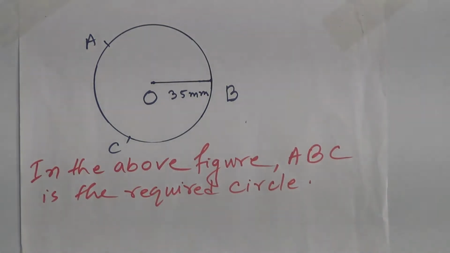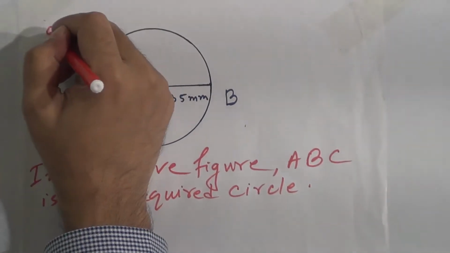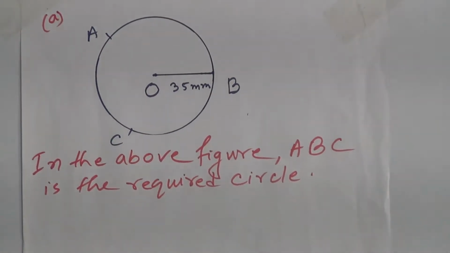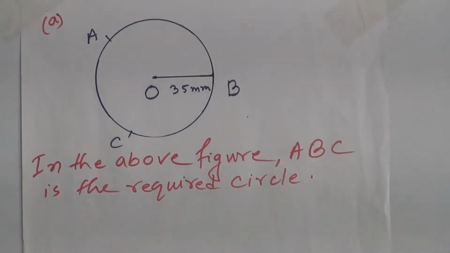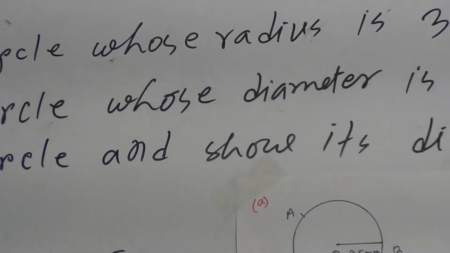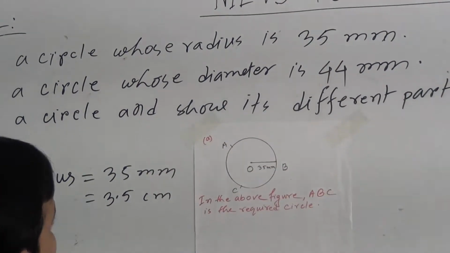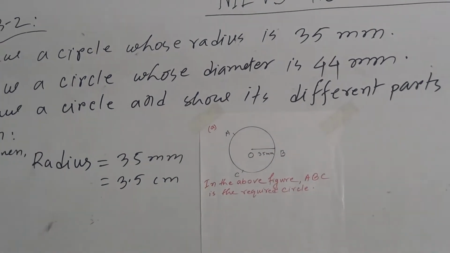Okay, dear students, now I will solve question B. This is question A. Now I will solve question B. What is given here in question B? Now see the question. Draw a circle whose diameter is 44 millimeter.